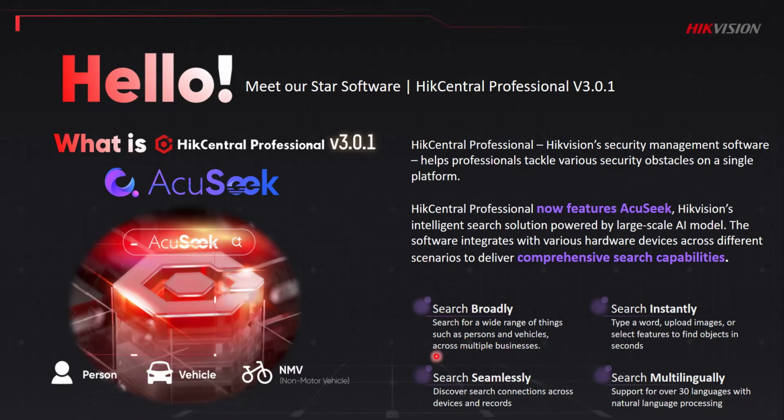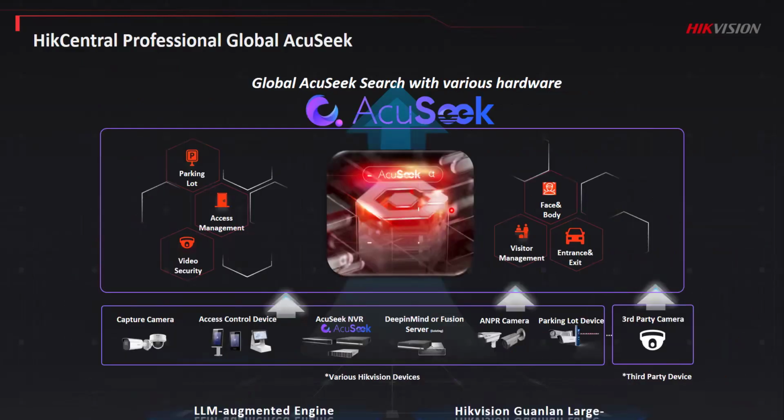As you can see now, we've got the search functionalities down here, searching seamlessly, and also multi-language. Unfortunately, we do not support Afrikaans as yet, but you can do a lot of searches a lot faster. With AccuSeek, if you have all of our other functions included, like parking lot, access control, video security, facial and body, visitor management, and entrance and exit, you can combine all these technologies into AccuSeek to find targets a lot quicker. We also support third-party cameras, where any camera can be pulled in and used as AccuSeek data to find any events in your HikCentral.